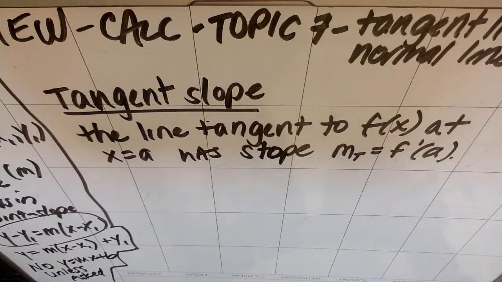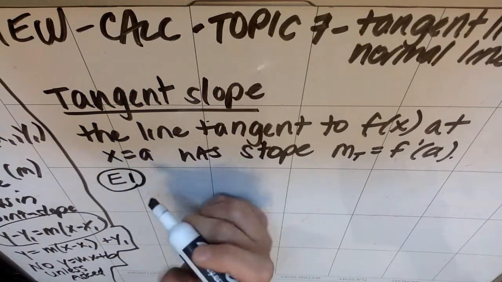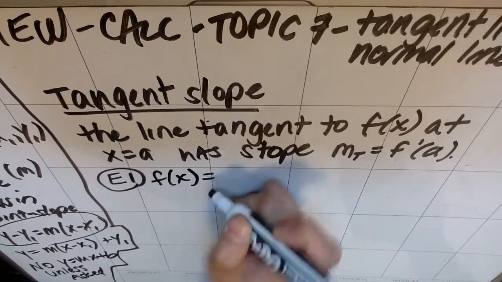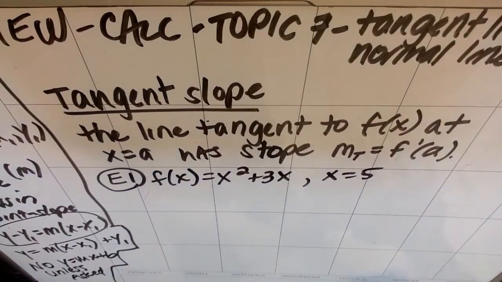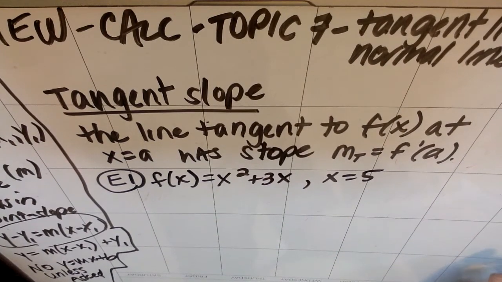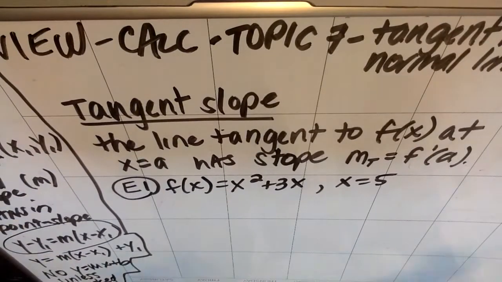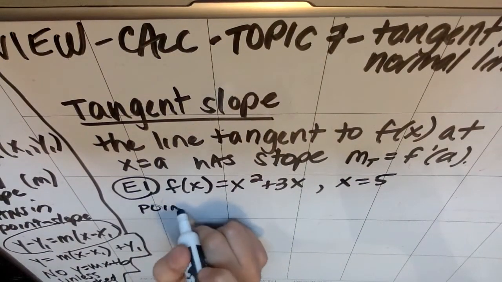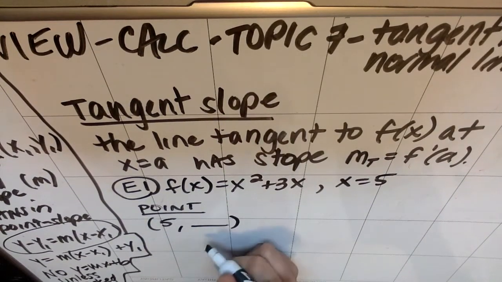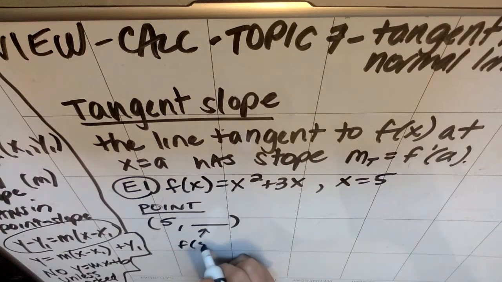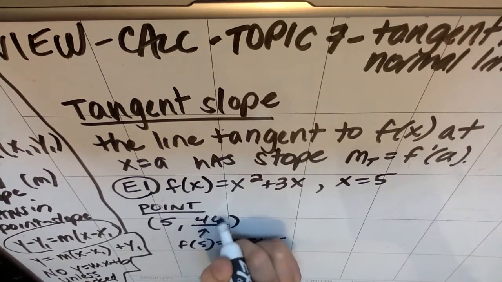So we're going to go ahead and walk through example 1. Our function is going to be f of x equals x squared plus 3x, and we're going to find the tangent slope at x equals 5. Okay, so we need 2 things, right? Per the instructions, point, slope, answer in point slope. Okay, cool. So the first thing I need is a point. Well, I know half the point. It's 5 comma blank, right? The way we find the y value is plugging in f of 5, which is going to be 25 plus 15, so I get 40, right?